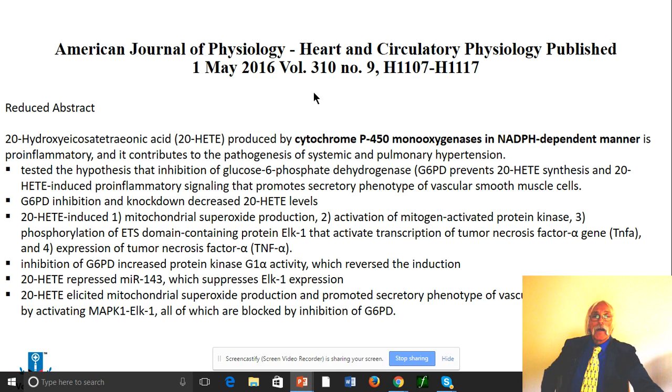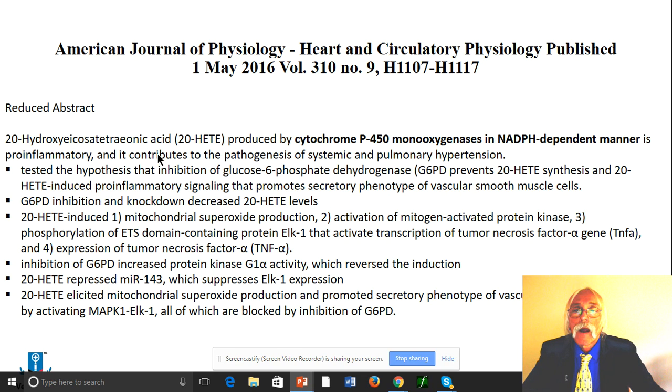Now, let's take a look at this paper again. Okay, here's the reduced abstract of the paper we introduced. Again, same paper, published about a year ago exactly. This is the last day of the month of April, I can tell you. Okay, 20-hydroxyeicosatetraenoic acid, our friend 20-HETE, is produced. It can be produced. We saw there were other pathways that make it, but we're talking about the cytochrome P450 monooxygenase pathway, which is NADPH dependent. Now that oxygenated fatty acid is pro-inflammatory, and it contributes to the pathogenesis of systemic and pulmonary hypertension. So it's a bad player. Right? I like that term, bad player.